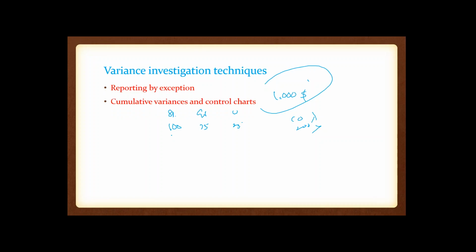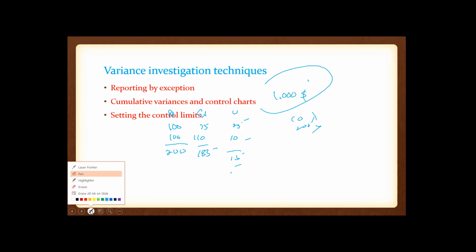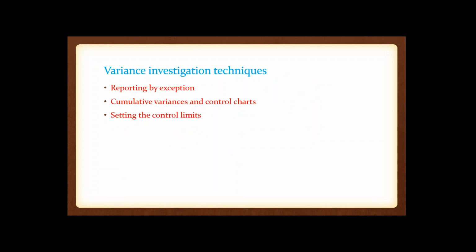Second month standard is 100, actuals are 110, the variance is 10 plus, here minus here. So we look at the cumulative. For the 2 months, 200 against 185, and then we investigate the cumulative variance. Not looking at one particular month, 25 and 10, but at the cumulative side of it. So that's another technique we use. One technique is the exceptional method, the other one is basically the cumulative one.